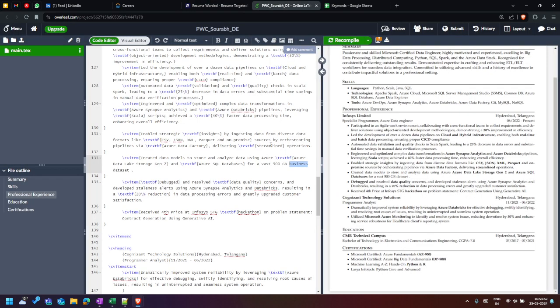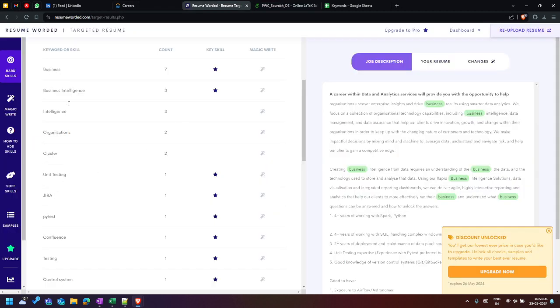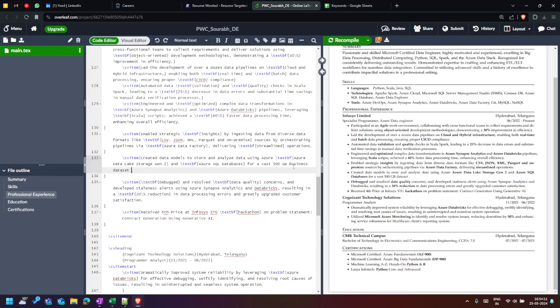We'll see business intelligence. I'll just walk you through two of these. Created data models to store. I like to use this particular point in my CV to do a lot of. It's kind of very useful. You'll also build something like this in your resume as well. But what I do is 500 GB business data set consumed by downstream business and intelligence teams. Right. I know business intelligence is a whole different thing. So I wouldn't say that I have experience in this.